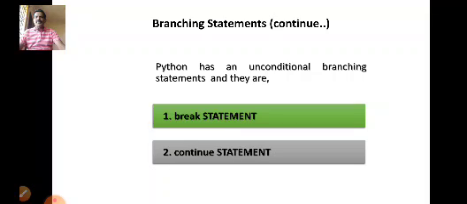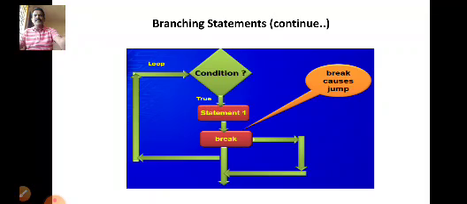Here in this picture you can observe how exactly the break statement and continue statement work. This diagram represents a break statement. If the condition is true, statement 1, then break. Otherwise, break causes a jump out of the loop.